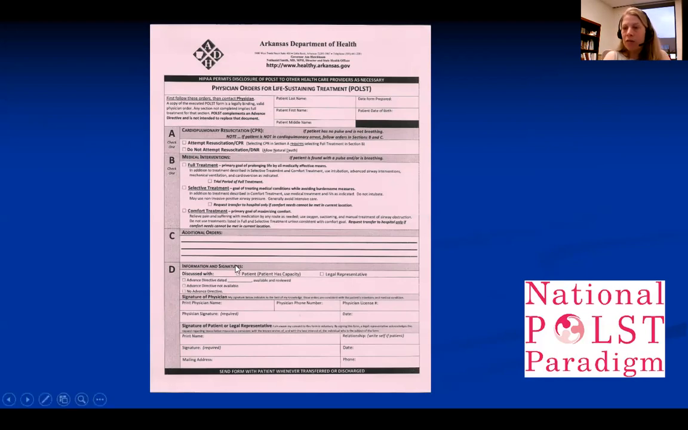And then this is what the physician fills out. The physician really fills out the whole thing. It's discussed with the patient or the legal representative. We show that we've reviewed the advance directive, physician's name, signature, phone number, license number, and date, and this is where the patient or the legal representative signs.